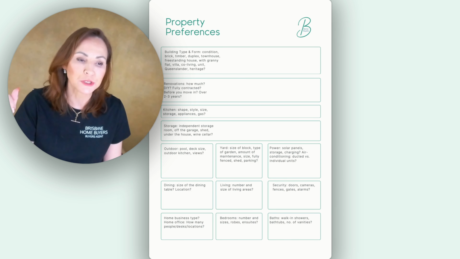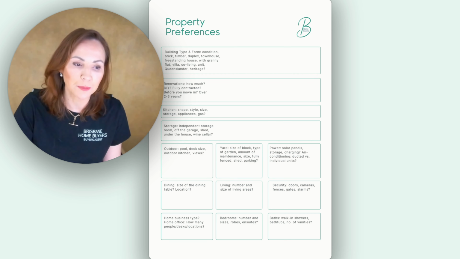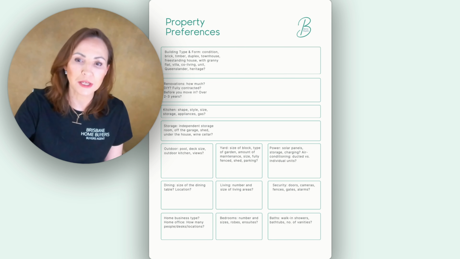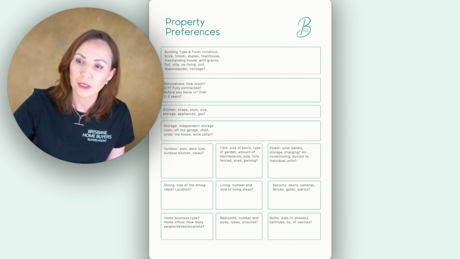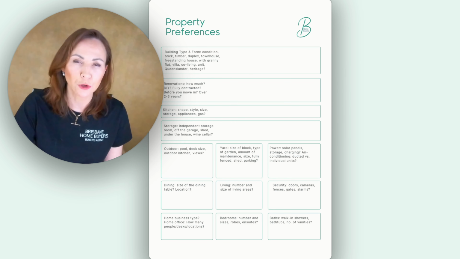Bedrooms. How many bedrooms do you need? How big do you need them to be? Do you need each child to have their own desk in their bedroom? Do you want to have like a study area for the children so that they're all studying out of their bedrooms? Do you need built-in robes, walk-in robes? How many rooms need en suites?